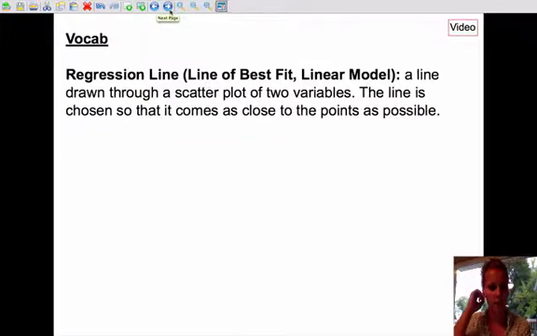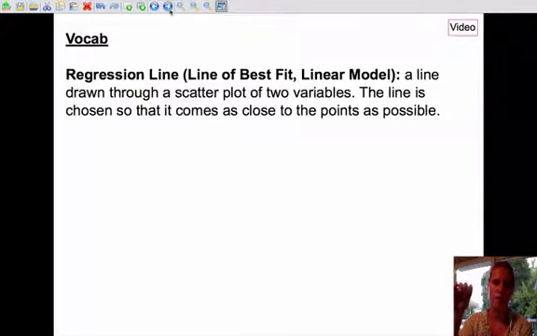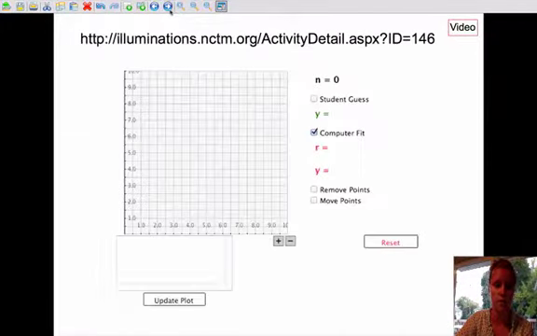So let's quickly get a vocab word down. Regression line, also called the line of best fit, also called a linear model, is a line drawn through a scatter plot of two variables. The line is chosen so that it comes as close to the points as possible, and we're going to just choose our line now. Later in this unit you'll learn more about how to break up statistics and choose a line based on quartiles. But this week you get to just kind of choose.